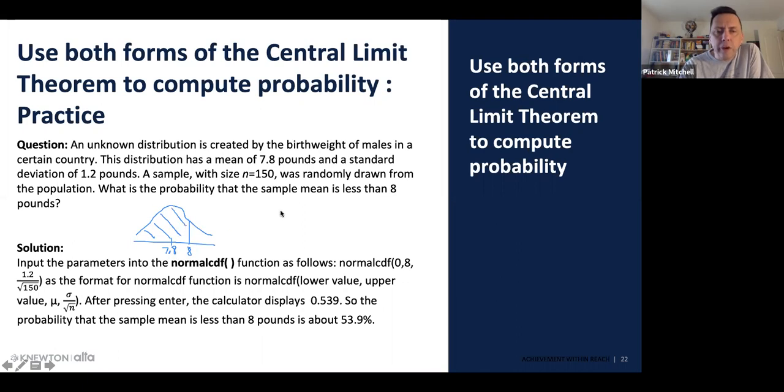Okay, so what you would do to do this using the table is you would have to change this 8 into a z-score. I'm going to try something a little different because it's really hard to write with this mouse. So the z-score, remember you have to use the new version of the formula. So upstairs you would write 8 minus 7.8, and then downstairs you have to use the new standard deviation, 1.2 divided by, sorry, I don't know how to write a square root on here, so I'm just going to do this.